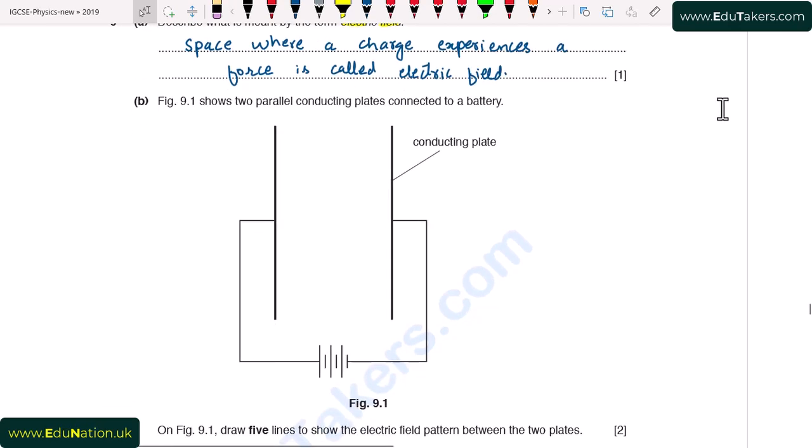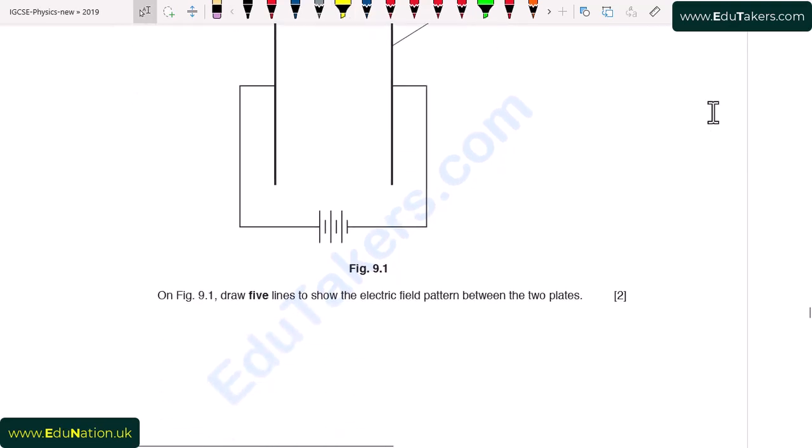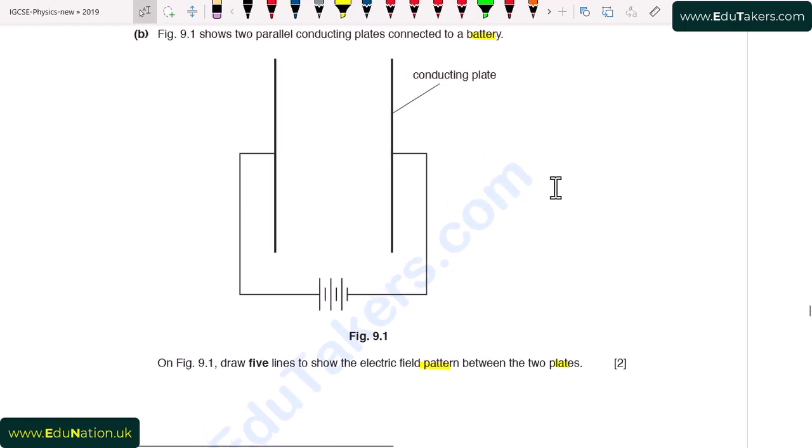Part B. Figure 9.1 shows two parallel conducting plates connected to a battery. On figure 9.1, draw 5 lines to show the electric field pattern between the two plates. So here we have to show the pattern of electric field.